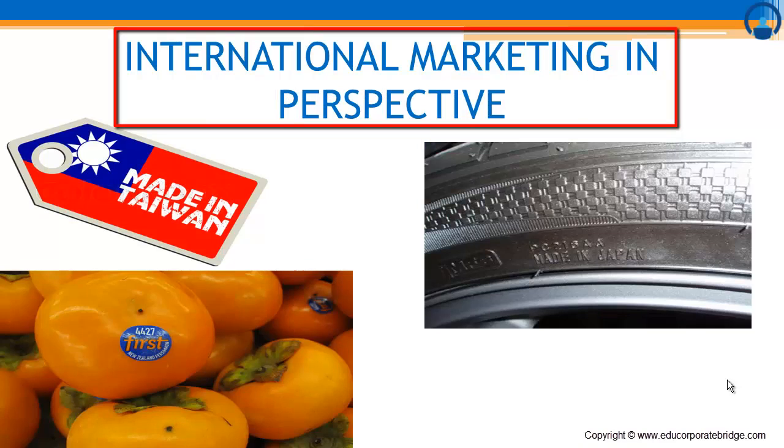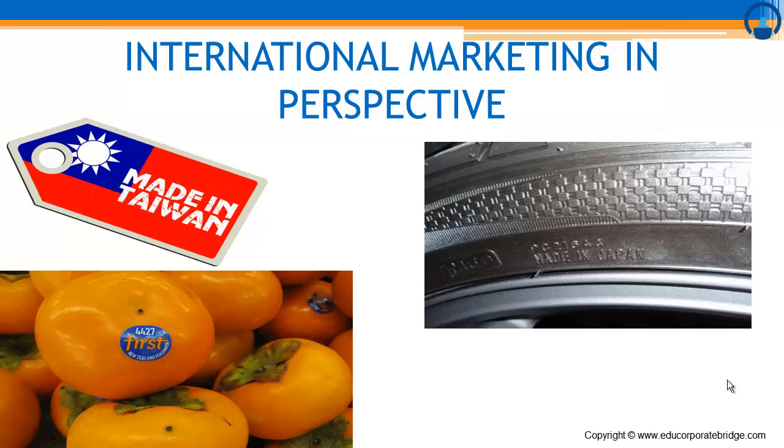Taking international marketing in perspective, if you see any garment, for example, and read the tag as to the country in which it's made, you'll see a made in Taiwan tag, say for example. That means the garment you're wearing, either your shirt or your trouser, is not made in India but in Taiwan. So that's again international marketing. Talking about the tires on which your cars run, if they are embossed with something like made in Japan, like here in this picture, then again you become a part of international marketing.